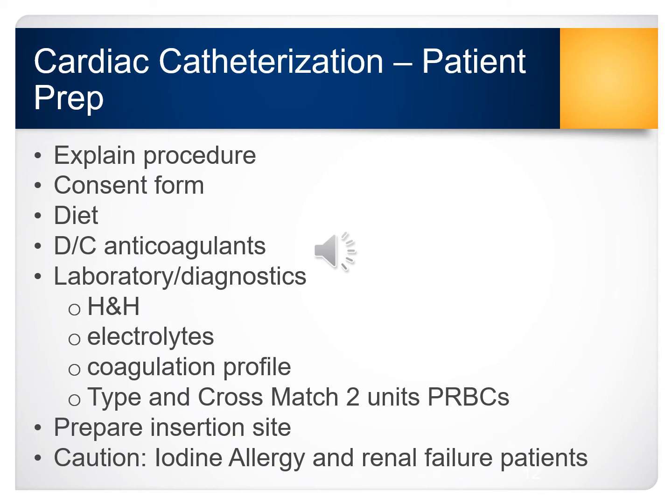We're going to look at their coagulation profile, so we're going to be looking at their PT and INR, especially if they were on anticoagulants prior to the procedure. We want to make sure that these are not too high so the patient does not have risk for bleeding during the procedure. We can type and cross-match our patient for 2 units of packed red blood cells. In the event that there's blood loss during or after the procedure, we'll have that readily available on hand to administer if necessary.